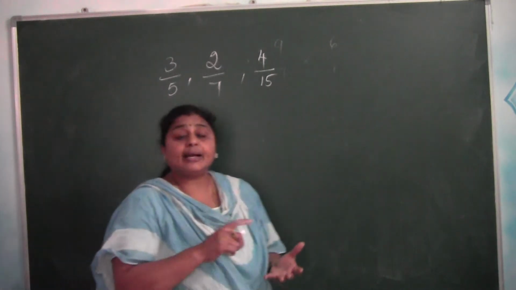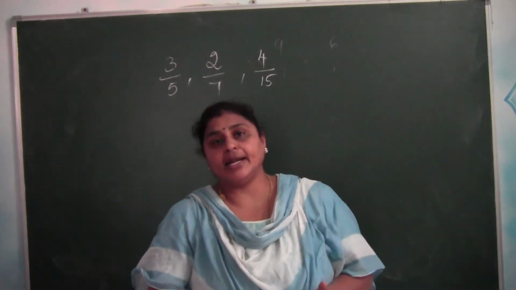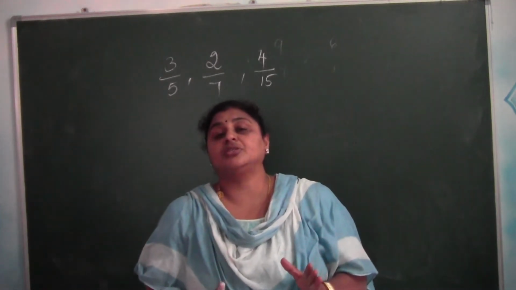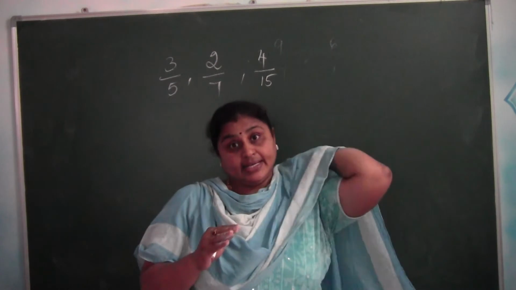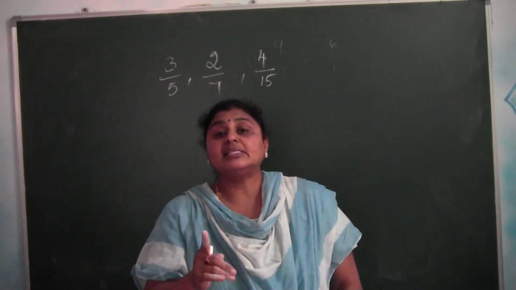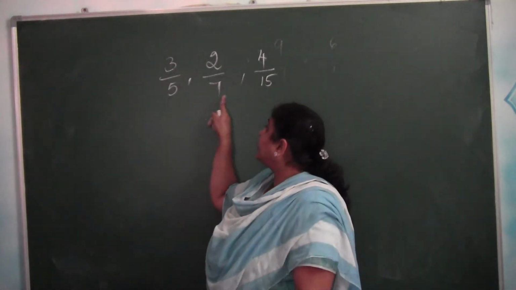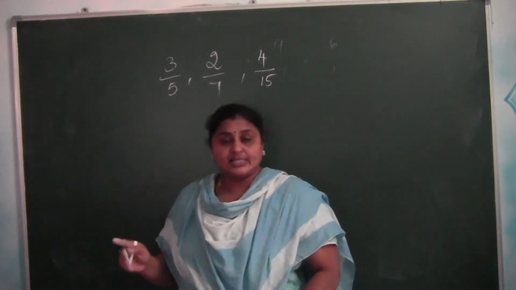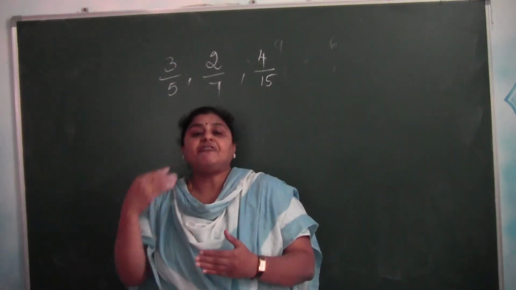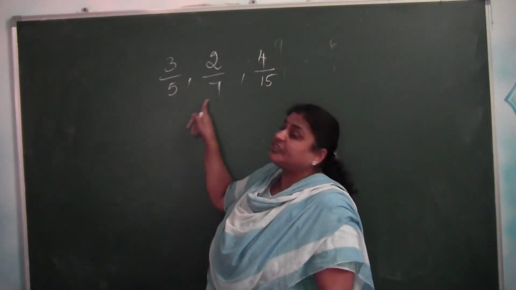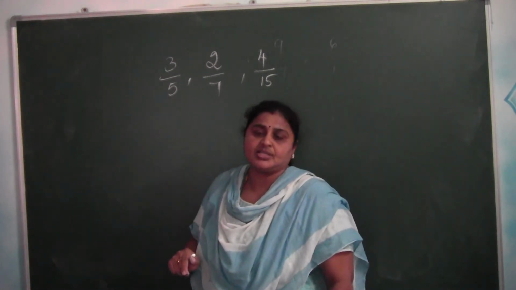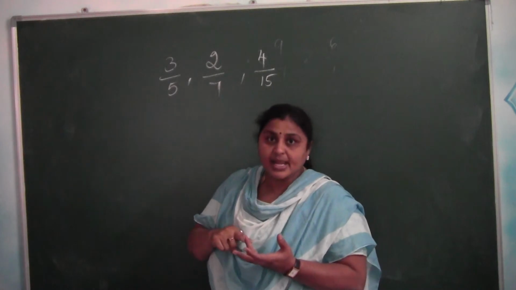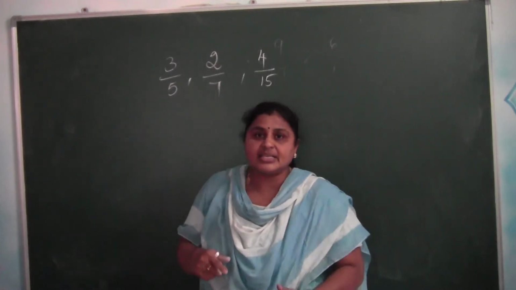Whenever you are comparing, adding or subtracting unlike fractions, the first thing you have to do is take the LCM of the denominators. After you calculate the LCM of the denominators, you have to convert these fractions to like fractions. And then you can compare it easily, add it easily, subtract it easily. Now let us see this procedure.